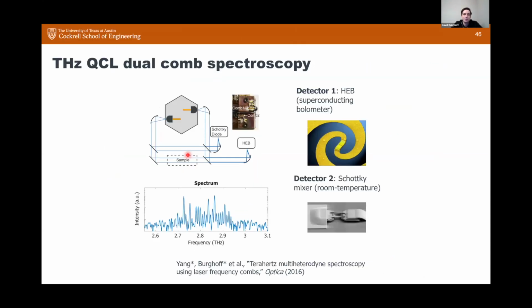So dual comb spectroscopy was first done on the low frequency terahertz side by Dan van der Waals' group, I believe, in 2000. But this was at a few hundred gigahertz, so sometimes it's also called terahertz. You can sort of say it was first done in terahertz. When I'm referring to terahertz dual comb spectroscopy, I'm referring to the 1 to 6 terahertz range.